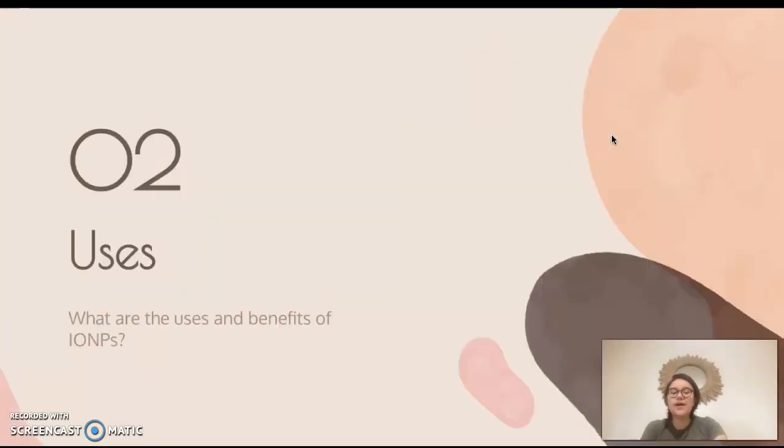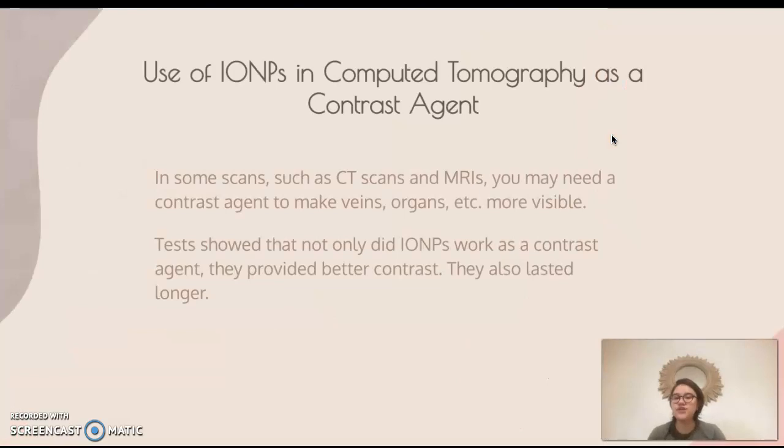As far as uses go, I'm going to be mainly talking about biomedical uses, and the first one is as a contrast agent. So in some scans, such as CT scans and MRIs, you may need a contrast agent to make veins, organs, and tissues more visible. Tests have shown that not only did IONPs work as a contrast agent, they provided better contrast and lasted longer than the currently approved contrast agents.